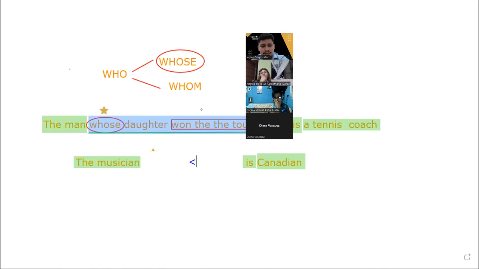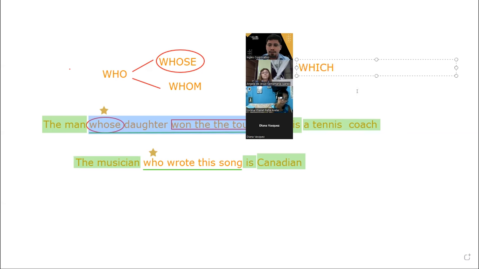Okay, my apologies. One moment. Okay, there we have. Just take a look at this. There is another option that we have instead of using that: which. This is the other option for using that. We want to see each of them. But first of all, I just want to explain something here. What is the difference between using who and that? And then I will explain when we use which and when we use that.